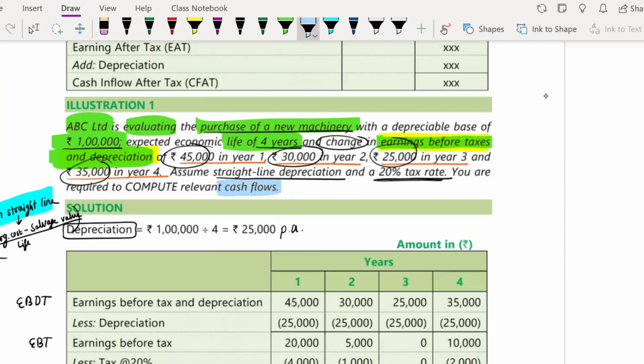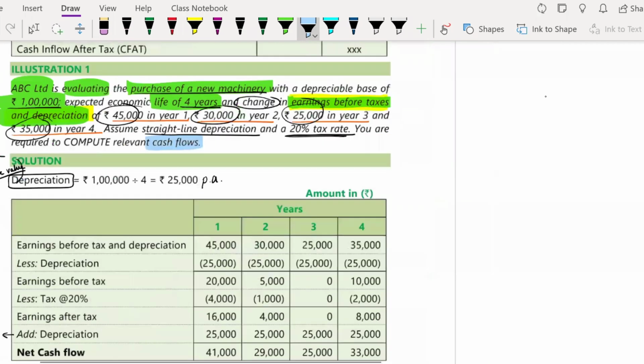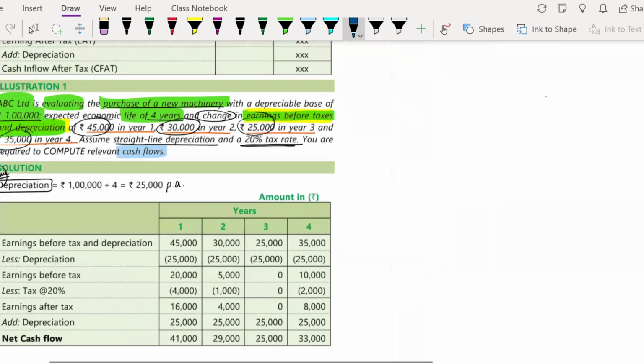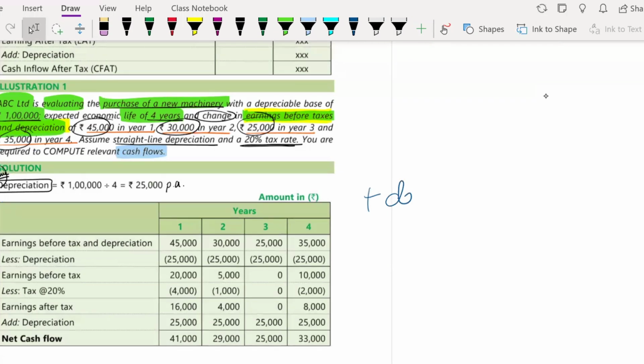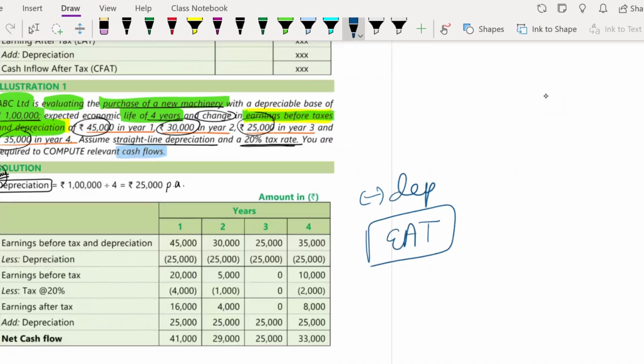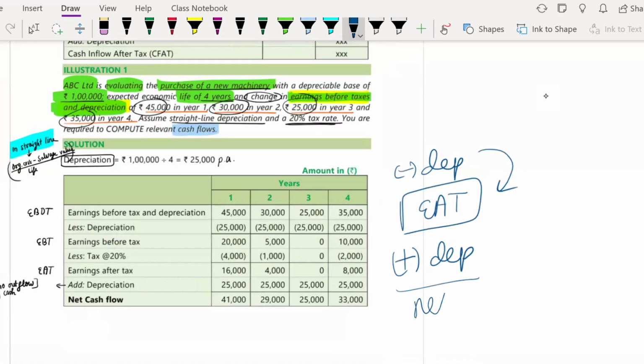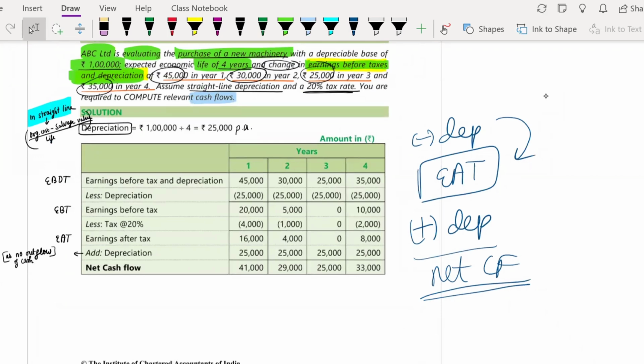Now what concept will get hit here? The concept 1 that I taught, where I told you how you find out your net cash flows. In that I told you what you do for depreciation. Can someone tell me what we do for depreciation? We first reduce the depreciation as an expense before we calculate our earnings after tax, so that the tax effect could be taken. And then at the end we add back our depreciation to find out our net cash flows. Does everyone remember this? I hope everybody remembers this.